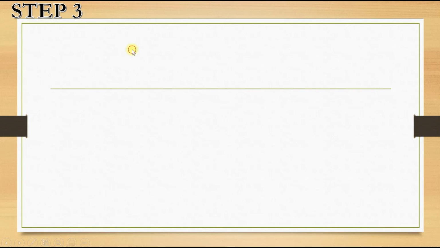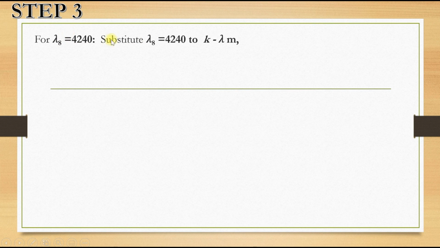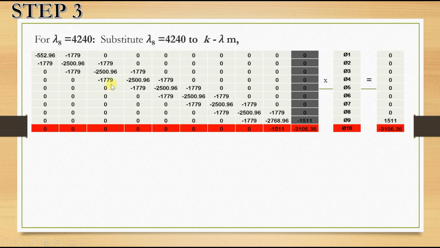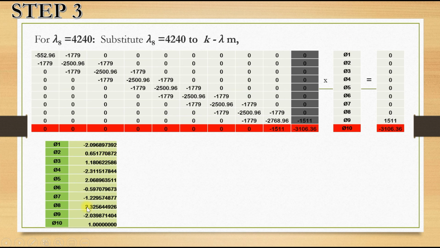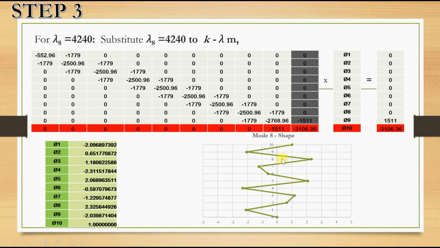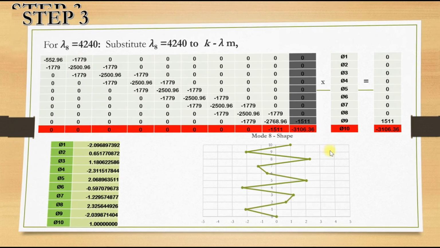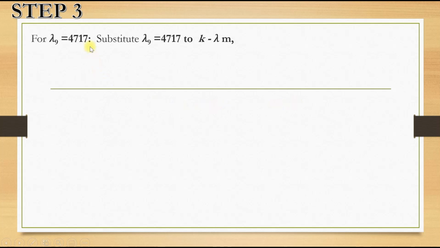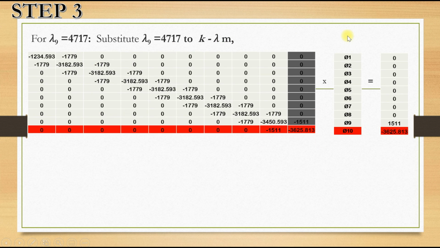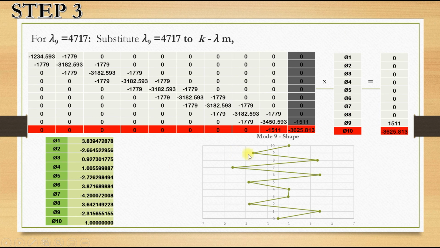Similarly, ganun pa rin ang sa 8. Isa-substitute natin ang 4,240 dito sa formula at makukuha natin yung matrix na ito. Pag i-multiply natin dito, makukuha natin yung eigenvectors. So, ito naman yung shape ng mode 8. So, ganun pa rin ang sa mode 9. Isa-substitute natin yung eigenvalue ng mode 9, which is 4,717, dito sa formula at makukuha natin yung matrix na ito. At kapag multiply natin dito, makukuha natin yung eigenvectors na ito. So, ito naman yung shape ng mode 9.